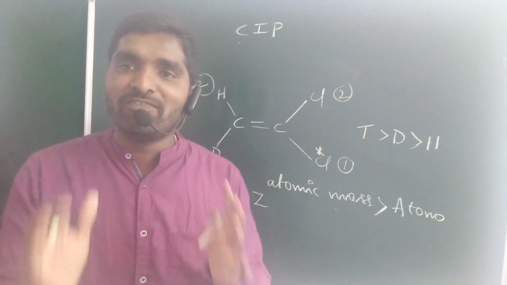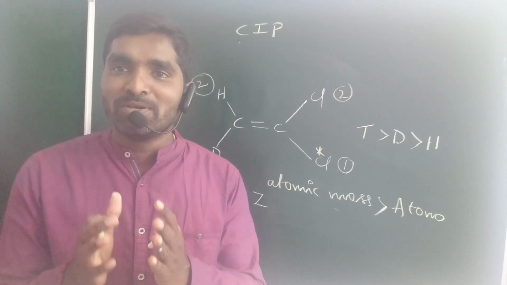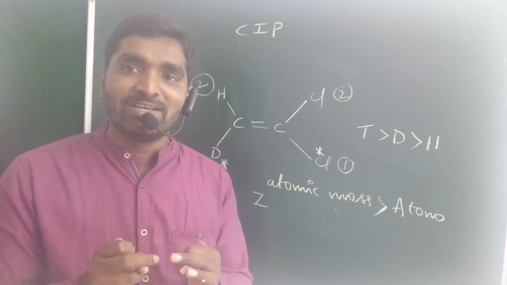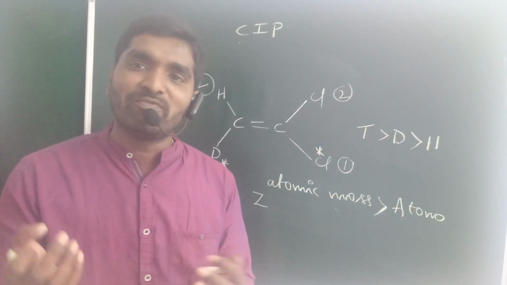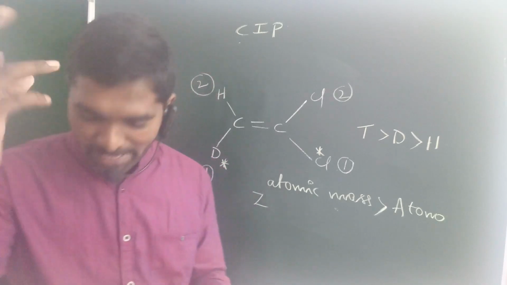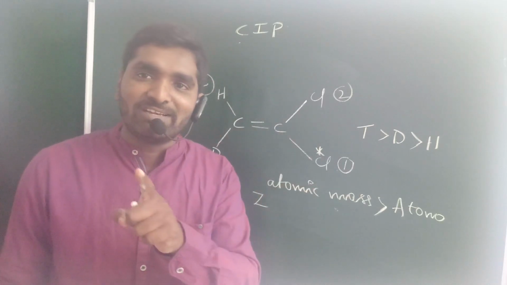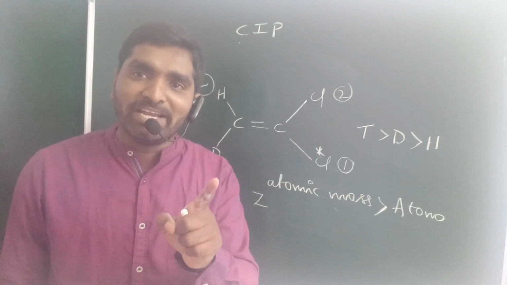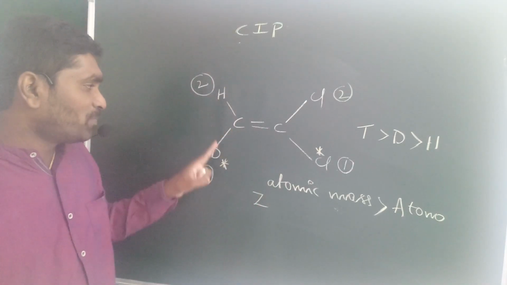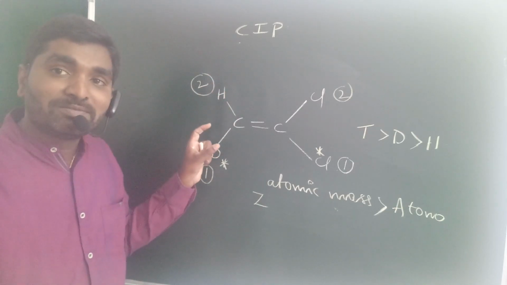These are very important CIP rules. When you know the CIP rules, you can find the EZ nomenclature and the RS nomenclature. When you have the RS nomenclature, you can find enantiomers, diastereomers, identical compounds and meso compounds. So rule number one, if atoms are different, you should give the priority to the atom with the higher atomic number.